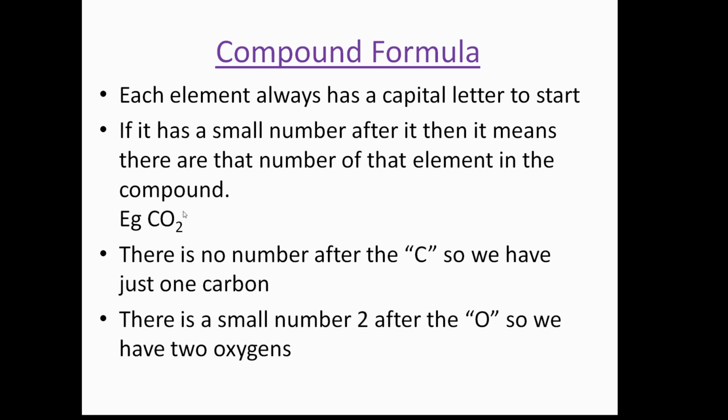We have a small number 2 after the oxygen, and this number 2 refers to the element that it follows immediately. So it doesn't refer to two carbons. We don't have two carbons, we've got two oxygens. So in carbon dioxide, we've got one carbon and two oxygens.